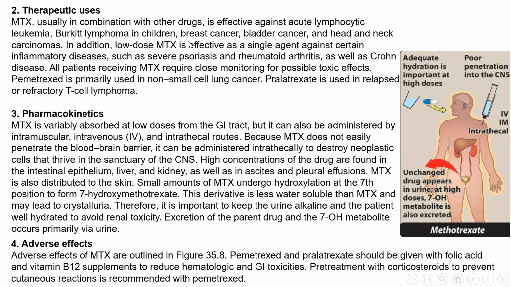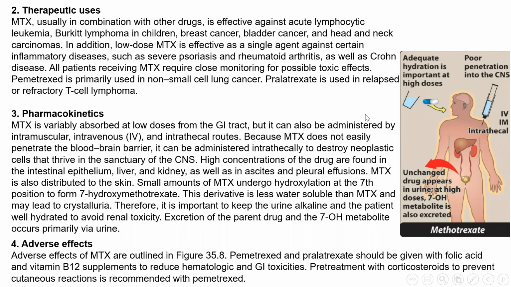Therapeutic uses. Methotrexate is prescribed for many different kinds of cancers, such as breast cancer, bladder cancer, and lymphocytic leukemia. It is also used now in low doses, not cancer doses, for other inflammatory diseases such as rheumatoid arthritis and Crohn's disease. But it is important to monitor the side effects of methotrexate, especially the side effects on the blood. Pemetrexate is used mostly for non-small cell lung cancer, and pralatrexate is used for relapsed or refractory T-cell lymphoma.